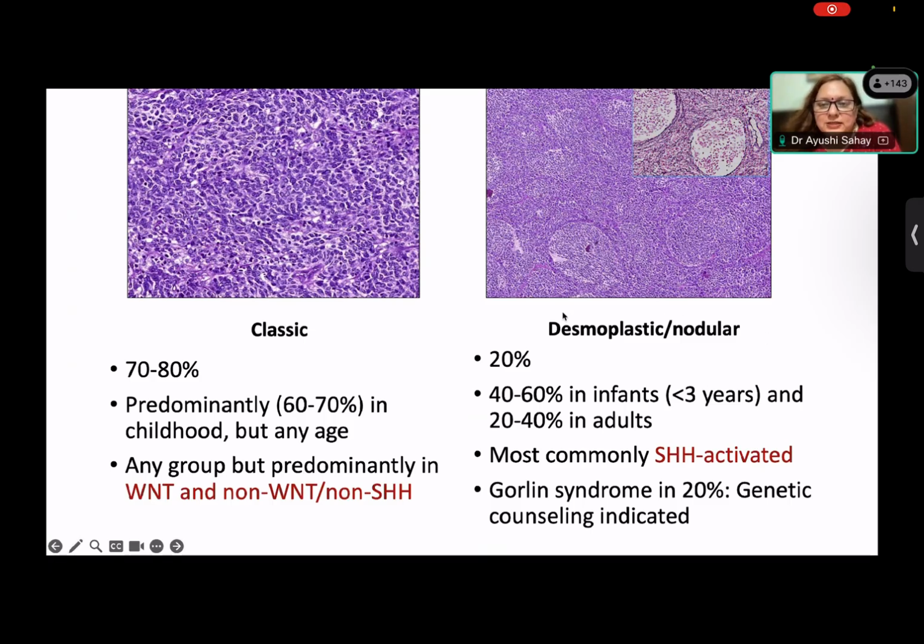Then you have the desmoplastic nodular, the case you just saw, which is present in around 20% of medulloblastoma, but more commonly in infants, and it is most commonly associated with an SHH type of medulloblastoma. An important correlation here, when you give a desmoplastic nodular pattern in your diagnosis, is that the patient might need testing to rule out Gorlin syndrome because there's a high association, about 20%.